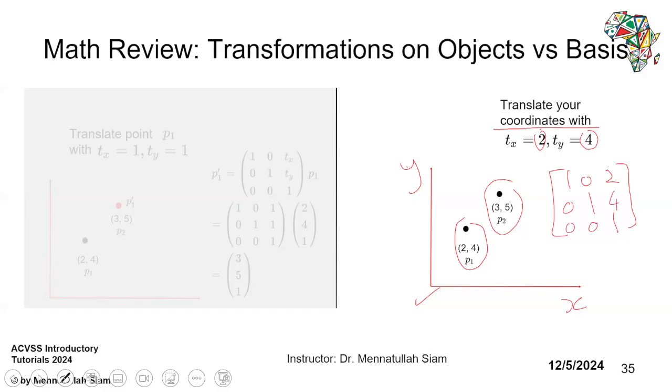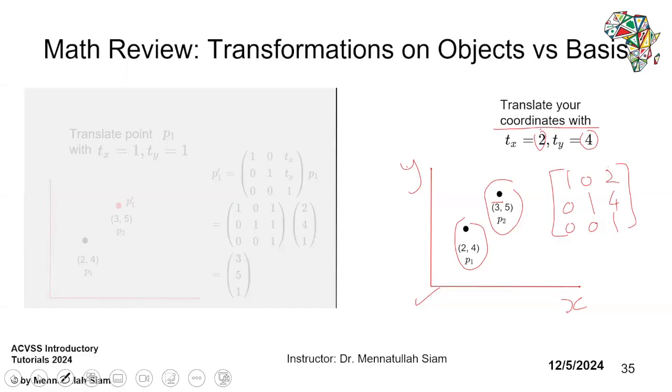But that's if I'm trying to transform the object itself. The coordinate system is fixed. We're not changing the coordinate system. Now I'm trying to change the coordinate system. So if you're trying to change the coordinate system, all the objects will get transformed with the inverse of the transformation that you're applying to your coordinate system.